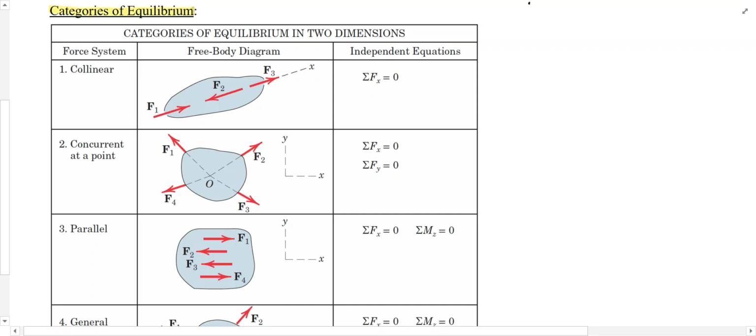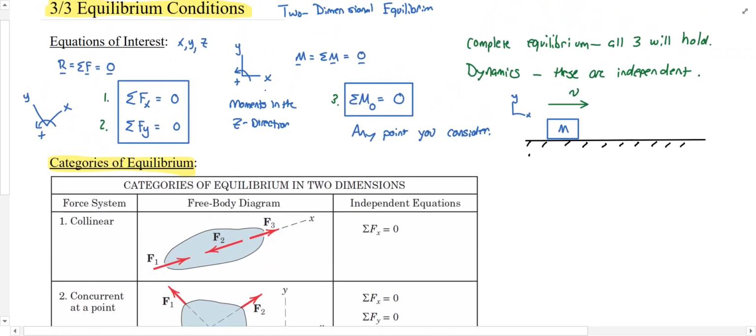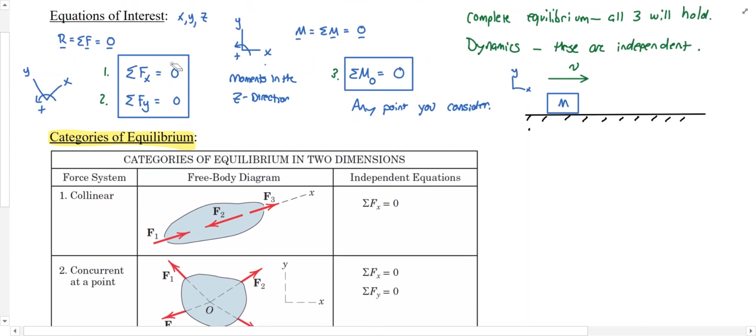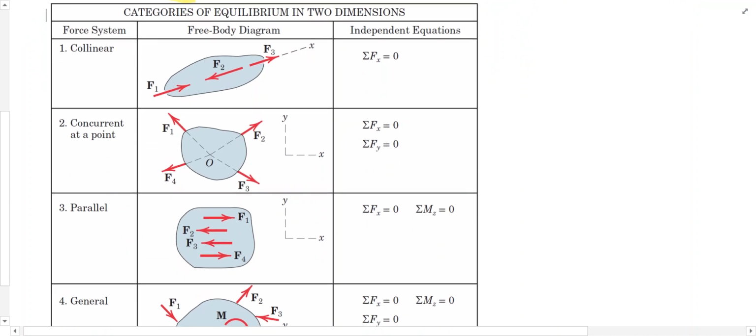All right, I want to talk about categories of equilibrium. In the last video, we wrote the equations for equilibrium, and these are the general equations. So the sum of forces in the plane, so that's two directions, has to be 0, and then the sum of the moments about any point, and really it's about an axis perpendicular to this plane that's passing through a point. So the sum of the moments about any of those has to be 0. And so this gets fleshed out in a couple of different categories because we can have different kinds of loads that are easily identified. So the first force system to consider is that of collinear forces.